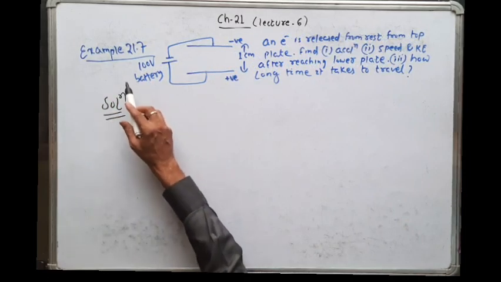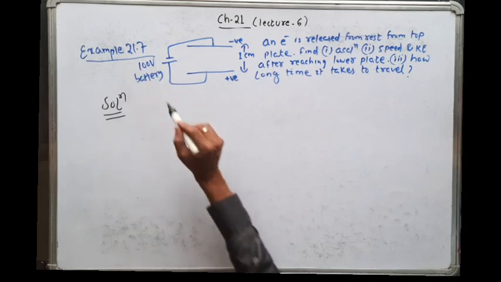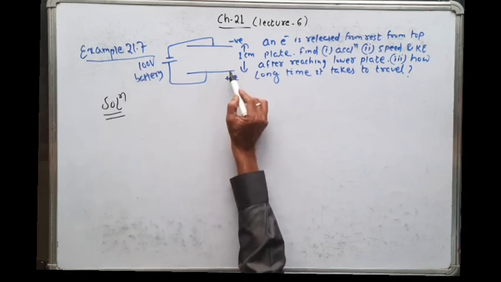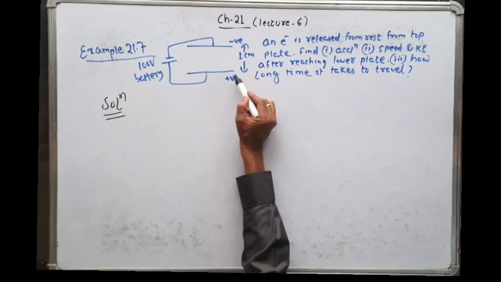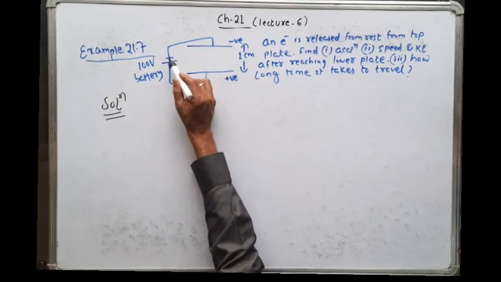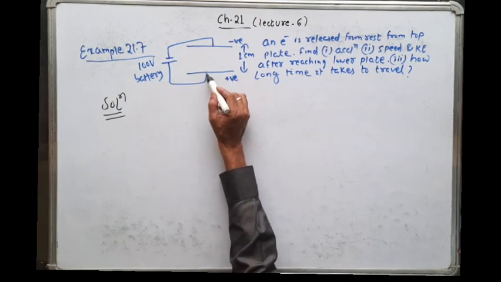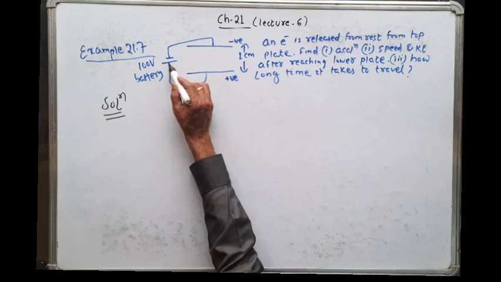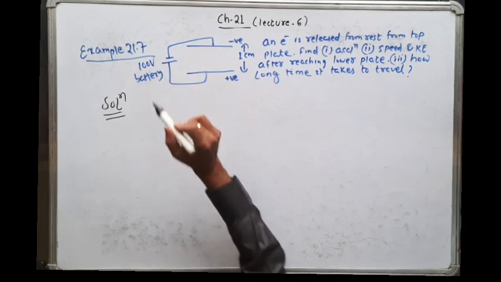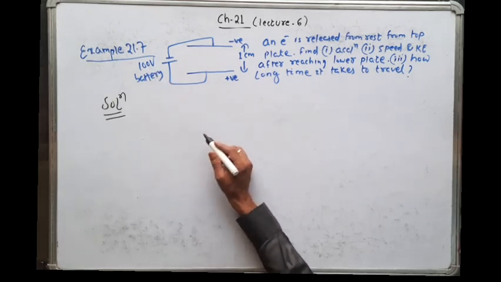Now see, next is example 21.7. You see, there are two plates separated by 1 centimeter distance apart. The upper plate is connected to the negative terminal of the battery and positive plate is connected to the positive terminal of the battery whose EMF is 100 volt. Okay, this is the 100 volt battery.